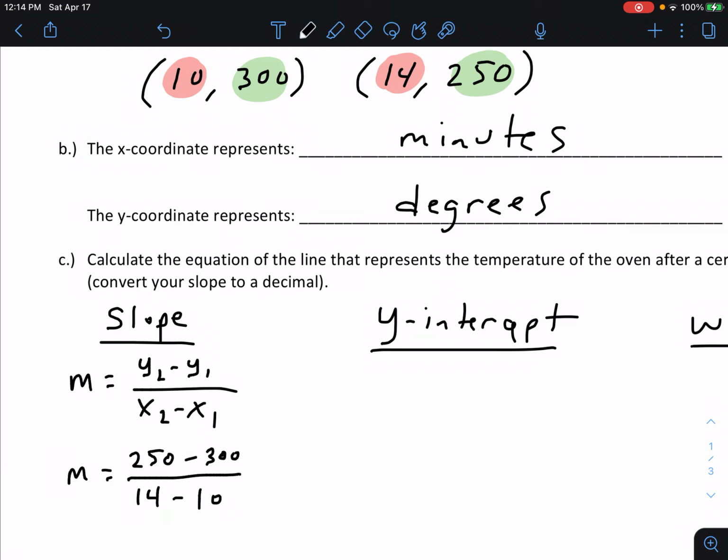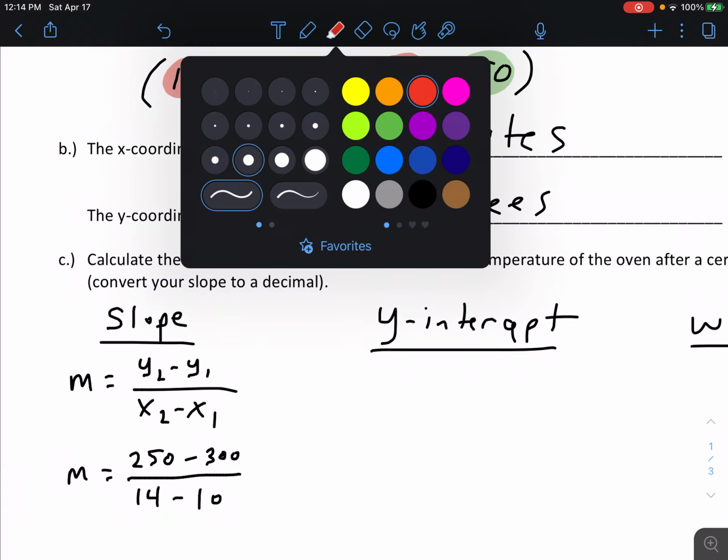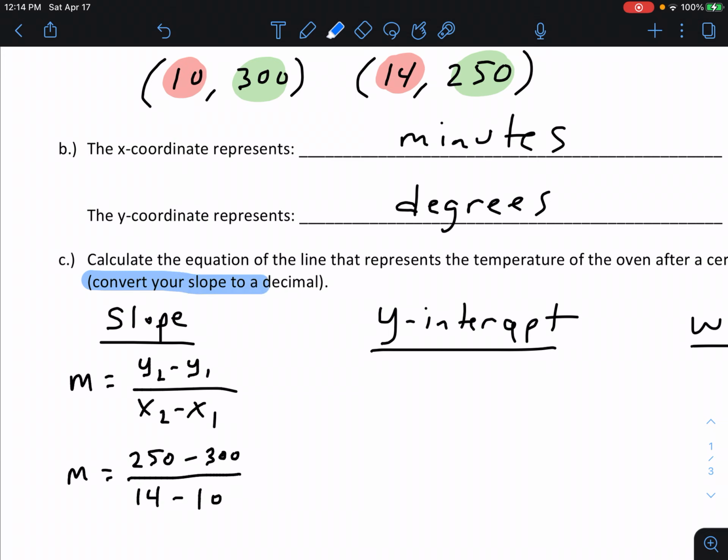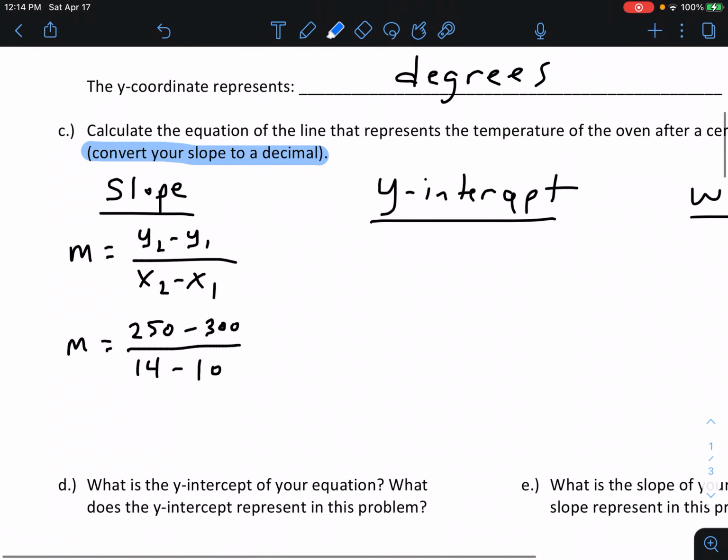Now, I don't know if you noticed, but it said at the end that we need to convert your slope to a decimal. So what we're going to do is figure out what this slope is in the form of a decimal. So we have 250 minus 300 is negative 50. 14 minus 10 is 4. All right. So we are going to now convert that to a decimal.